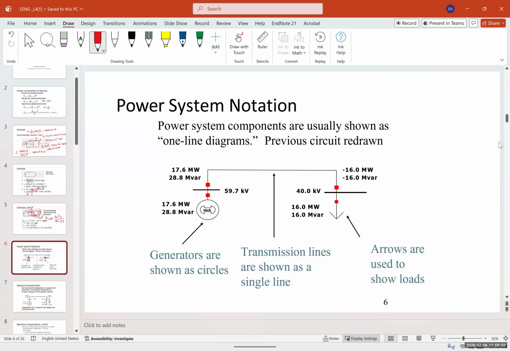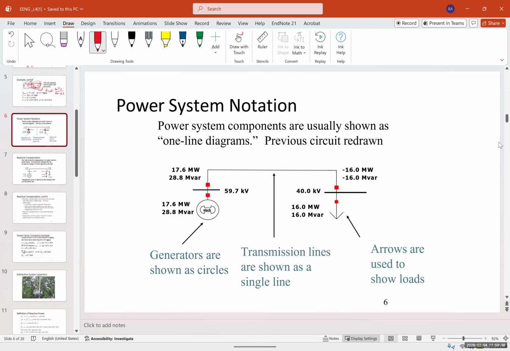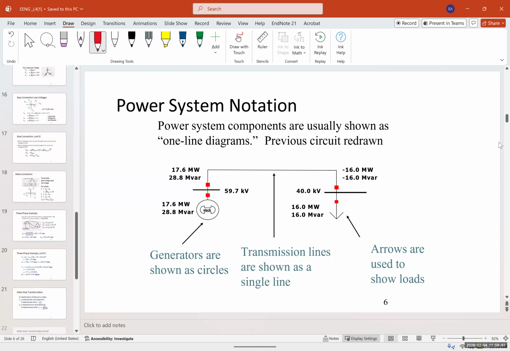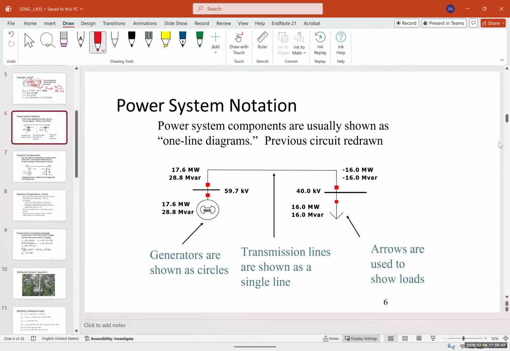Now, some power system notations. I think we don't have enough time to continue this and finish it, because if I started, I would have to go through all of it. But just for now, the power system components are usually shown as a one-line diagram. If we want to redraw the previous circuit, you can see we have a generator that we usually show as a circle. Then we have transmission lines, which are shown as a single line, and the loads are shown as arrows.